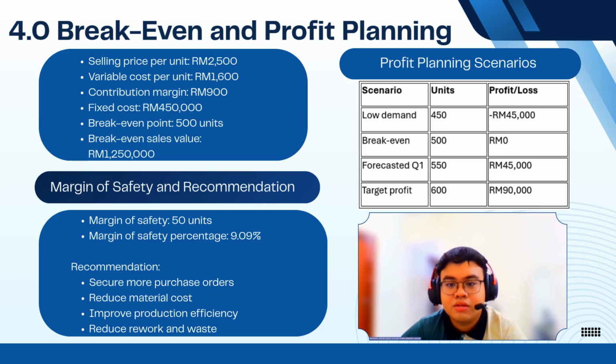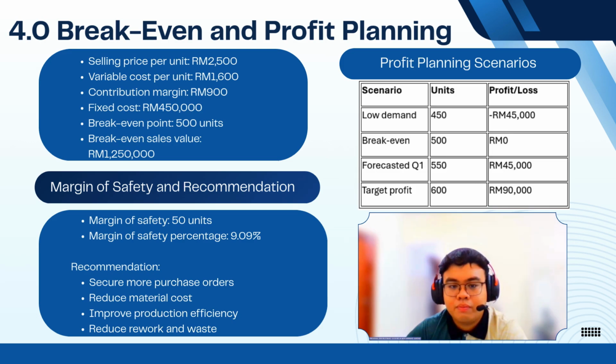Then the break-even sales volume is calculated by dividing fixed cost of 450,000 by 900. Therefore, Inotech must sell 500 units to break even. At this point, the company makes no profit and no loss.